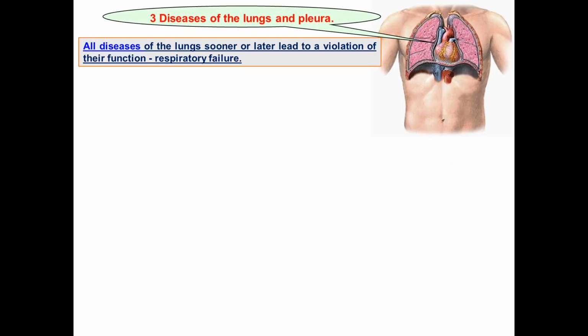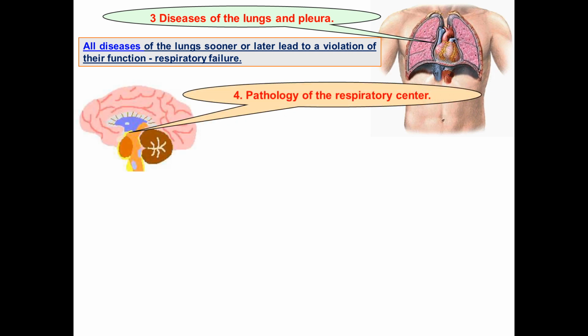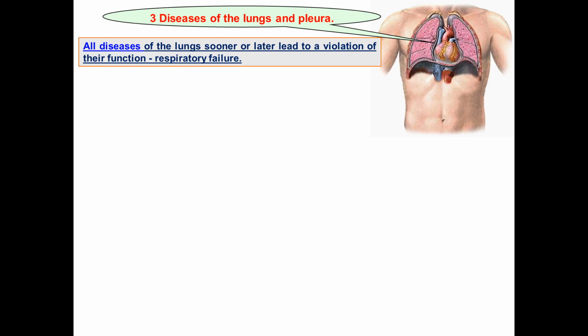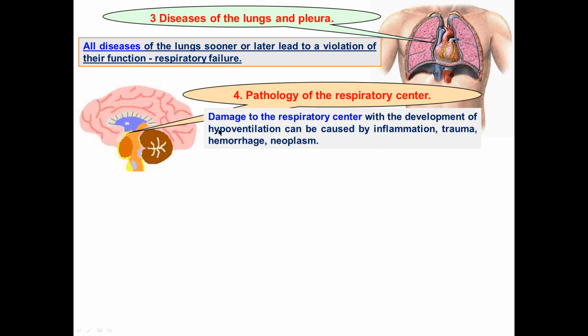The next group is disease of the lung and pleura. All diseases of the lungs sooner or later lead to violation of their function, leading to respiratory failure. For example, repeated pneumonia, COPD, bronchial asthma, sarcoidosis, any disorders can result in respiratory failure.